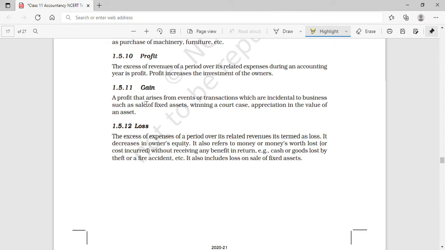Now I will read this for you. Gain is a profit that arises from events or transactions which are incidental to business, such as sale of fixed assets, winning a court case, or appreciation in the value of an asset. What is a loss? The excess of expenses of a period over its related revenue is termed as a loss, which, as I told you, will decrease the owner's equity. You are losing money.